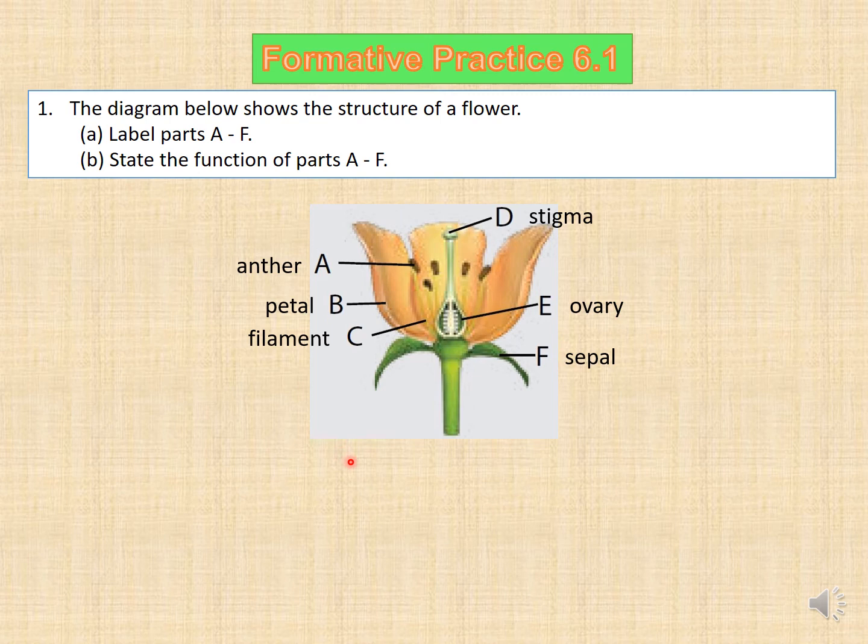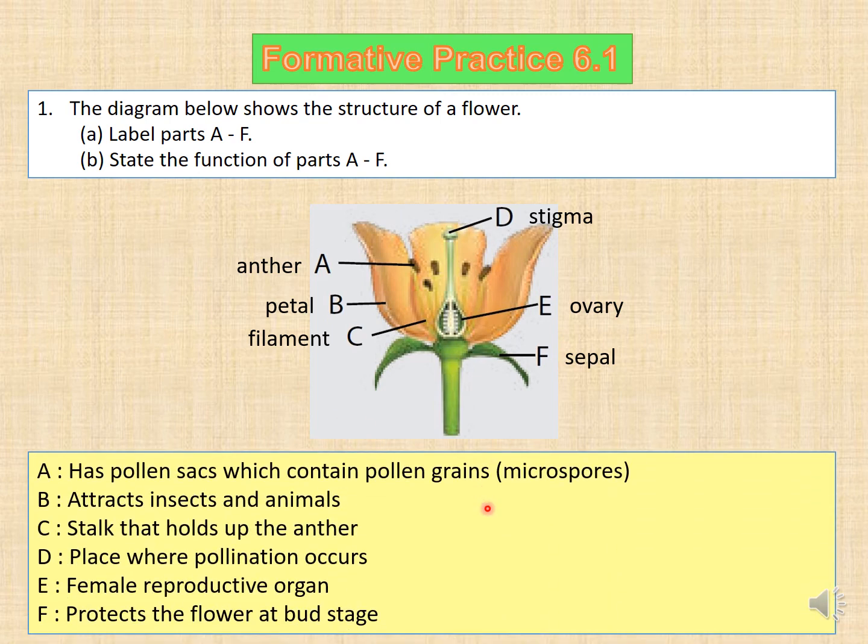And then state the functions of parts A to F. A has pollen sacs which contain pollen grains. B, petals, attract insects and animals. C, the filaments, are stalks that hold up the anther. D is stigma, the place where pollination occurs. E is ovary, female reproductive organ. And F, sepals. Its function is to protect the flower at bud stage.